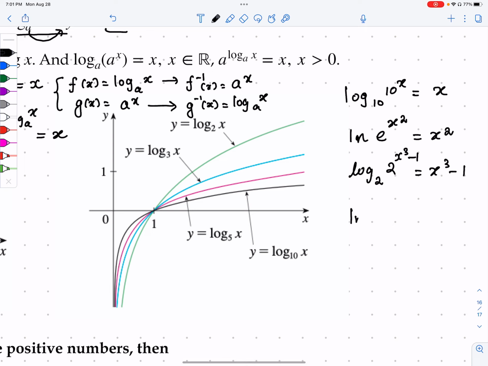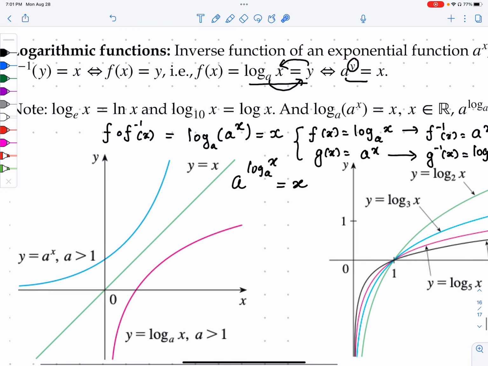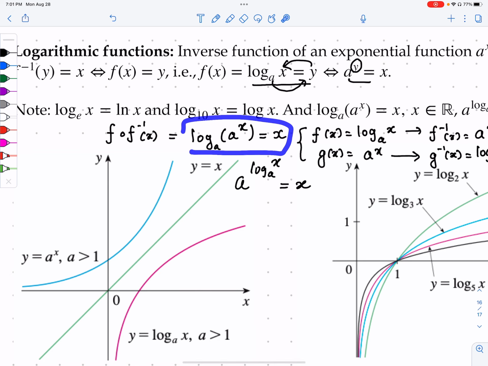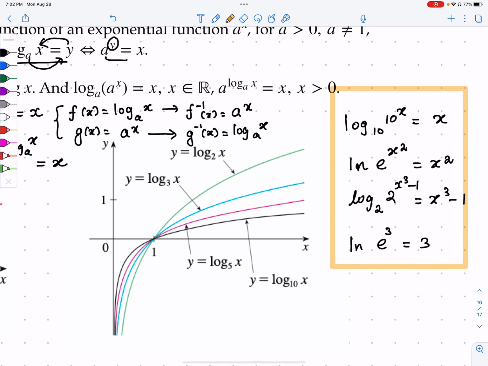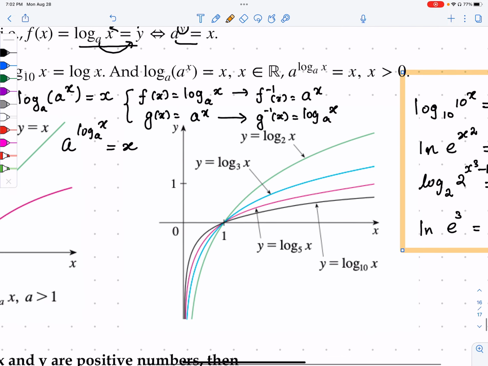Ln of e to the 3 would be 3, and so on. I can keep on doing that forever. Again, the idea here is that if the base is the same, then the power would be the output, right? Because ln is the log base e. For x cubed minus 1, here the base is 2, so the output would be that. And that comes from this particular property right there. We'll do more problems like that, but I just want you to remember these properties.